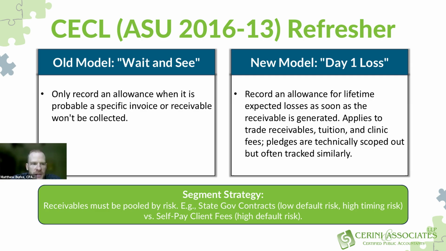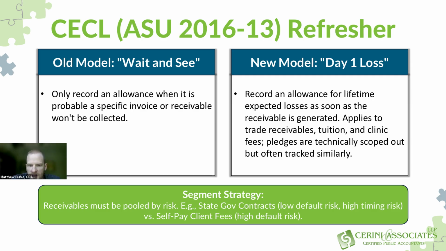So the old model that has been used forever is this FAS 5 model, right? When you're aware of an incurred loss, you record it. So you only record an allowance or write off something from a receivable when it is probable that a specific invoice or receivable will not be collected. Once you become aware of something, a funder going bankrupt, for instance, is an extreme and obvious example. If they owe you $100,000 and they're out of business and have no money, that's become a bad debt. You would account for that then under the old model when you become aware of that financial difficulty.